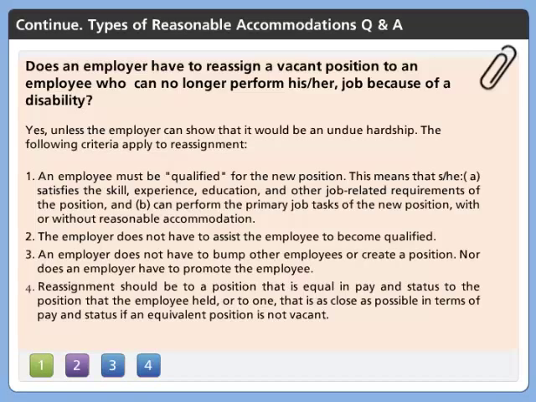2. The employer does not have to assist the employee to become qualified. 3. An employer does not have to bump other employees or create a position, nor does an employer have to promote the employee. 4. Reassignment should be to a position that is equal in pay and status to the position that the employee held, or to one that is as close as possible in terms of pay and status if an equivalent position is not vacant.